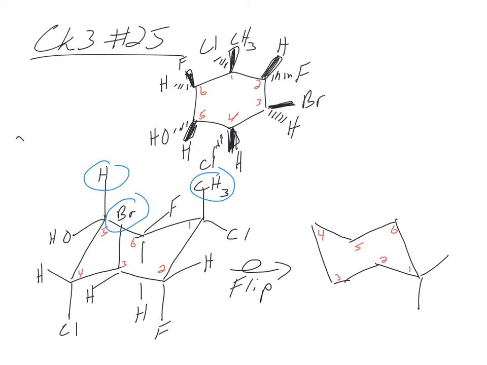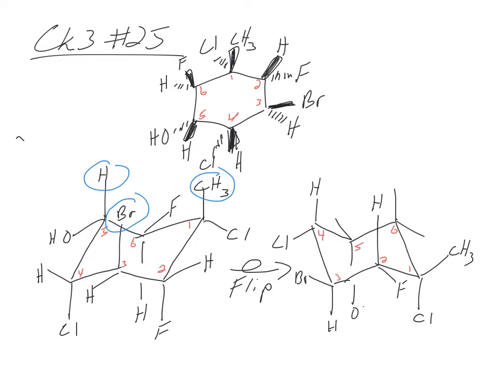I'll do all the positions first and do them fast. Again, these are things you should be practicing and just be able to do quickly. Put all the positions in right away, which is easy. So what's on one? One had a CH3, and that's up. Cl is down. Two had the H up, the F down. Three had the H down, the Br up. Make sure I do these right. Four had the chlorine down, H up. Five had the OH down, now it's axial. H is equatorial and up. And six had the fluorine up and the H down.